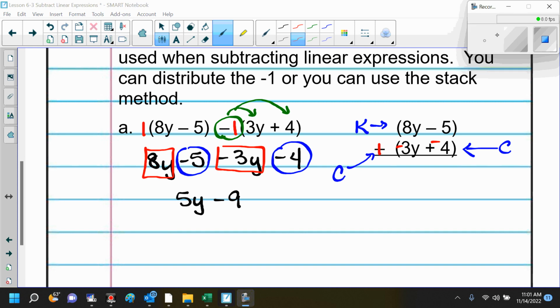So now, here we have, when we do our stacking here, now we're adding. So we're going to follow the same steps we did in the last class. So negative 5 plus negative 4 is negative 9. And then here, 8y plus a negative 3y, that's going to be 5y. Does everybody see you get the same thing? Good.